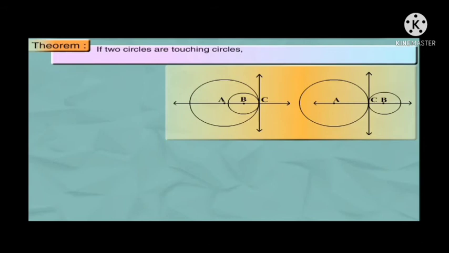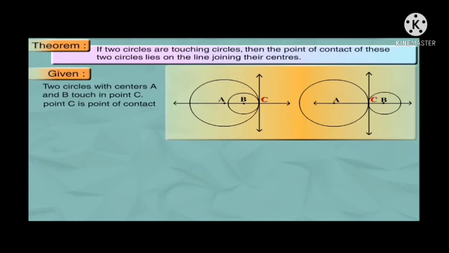Now let us see the theorem on touching circles. Theorem: if two circles are touching circles, then the point of contact of these two circles lies on the line joining their centers. Given two circles with centers A and B touch at point C. Point C is the point of contact. To prove: point C lies on the line AB.